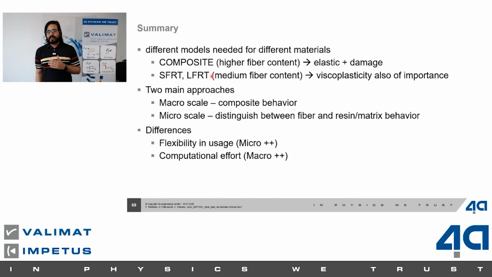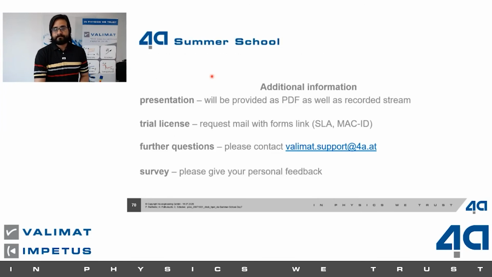So to summarize, what are the differences? When you use a micro scale model, you are very flexible in defining your layups and what you want to get out from the composite layup. But the obvious disadvantage is these models are computationally a little more expensive. The macro-based models, on the other hand, are computationally less expensive and, if done right, can give you comparable results to the micro-scale models. That is, again, based upon experience.